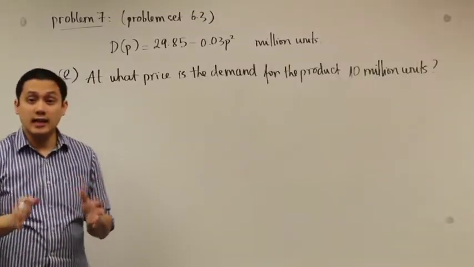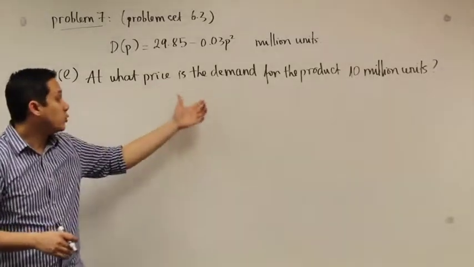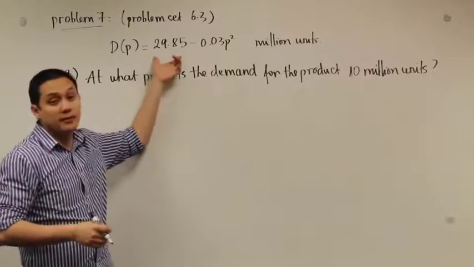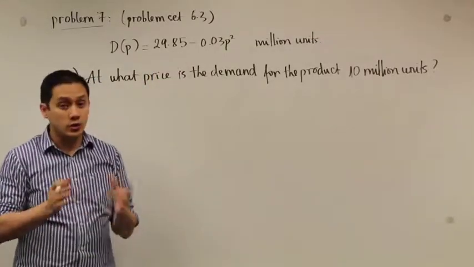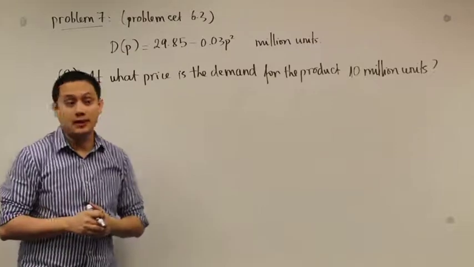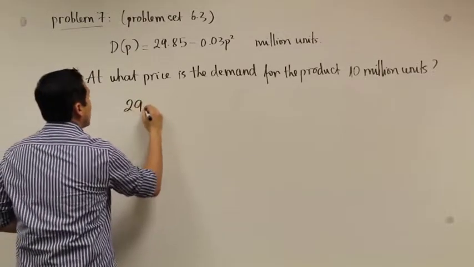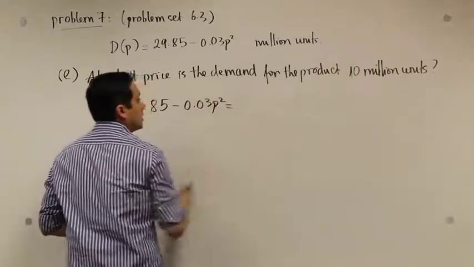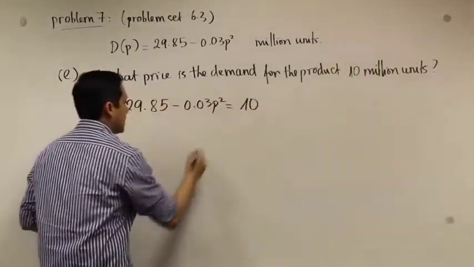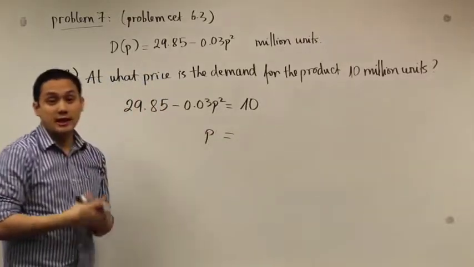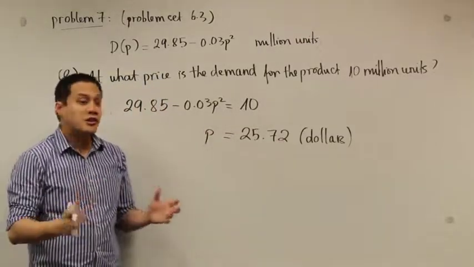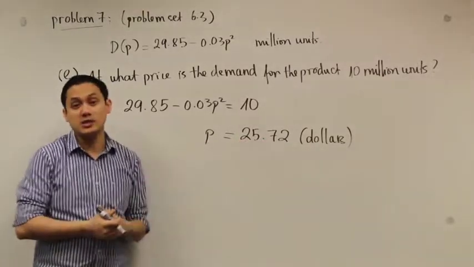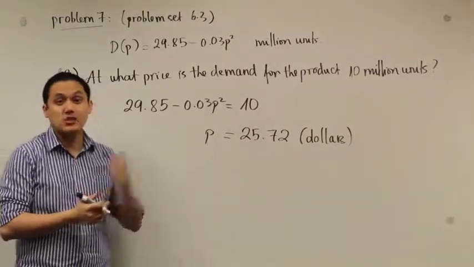In part E, they ask you to calculate the price at which the demand is 10 million units. So that means you're going to set the demand function equal to 10, and use a solver to get the value of P. So that is 29.85 minus 0.03 P squared equal to 10. And from here, you could get the value of P. Using a solver, I got the value of P equal to $25.72. And that is the answer for that part.